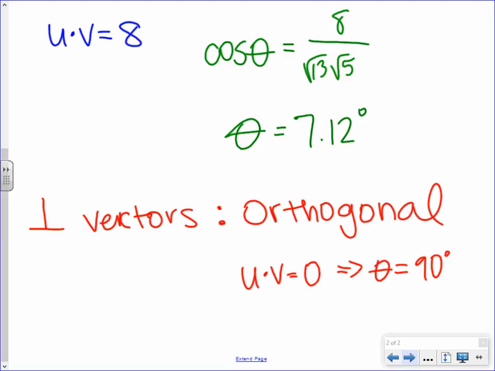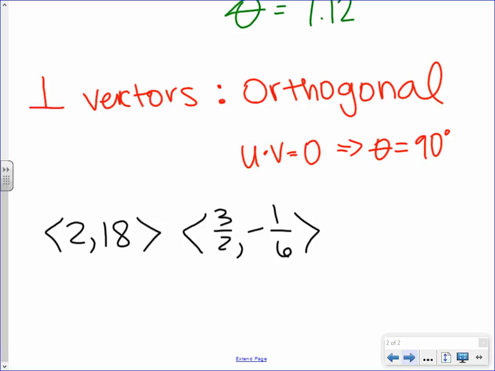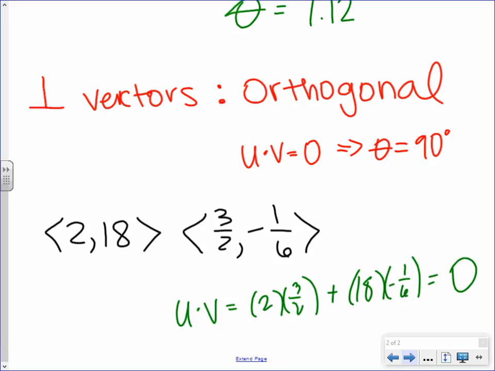Makes sense? Okay. So, if I ask you, are these two vectors orthogonal? What would you say? Yes? And you would prove that to me. You wouldn't just write yes. You would say, well, their dot product is 2 times 3/2, which is 3, plus 18 times -1/6, which is -3. Their dot product is 0, therefore they are orthogonal.